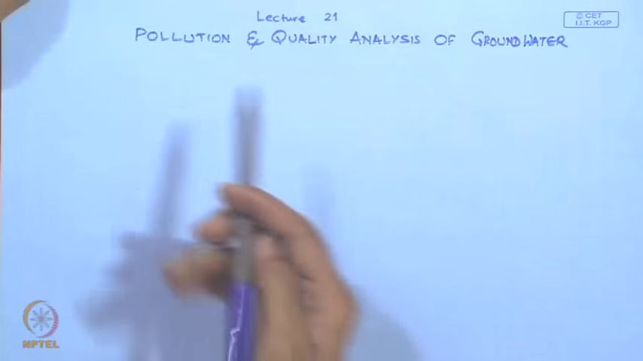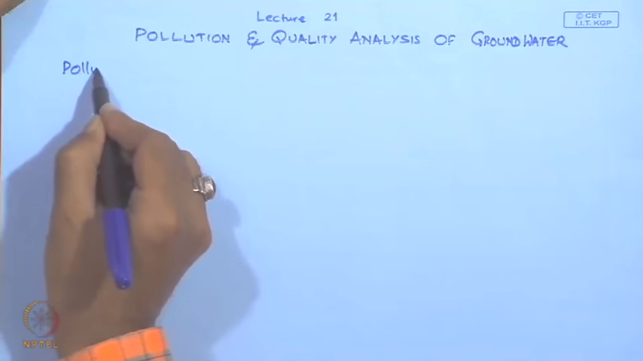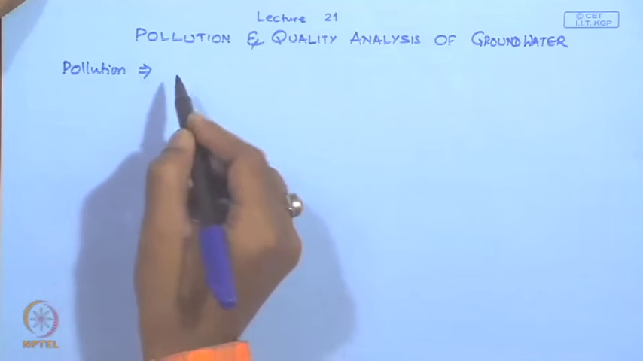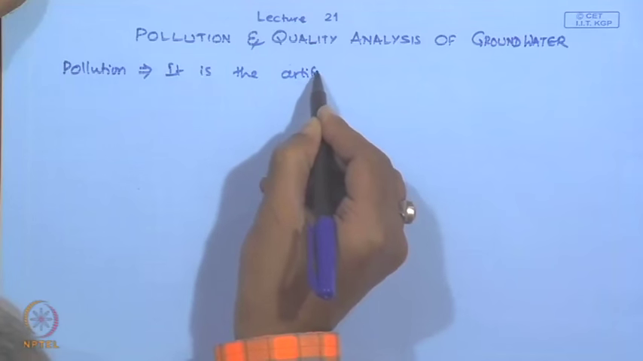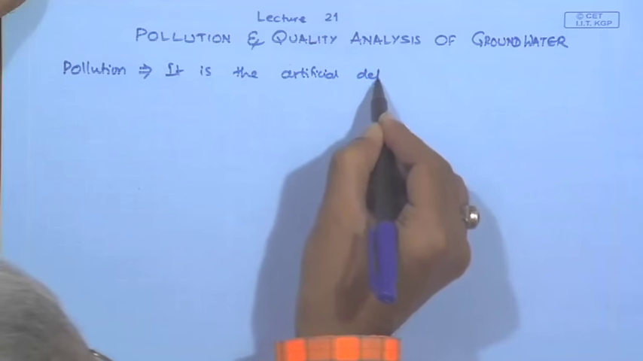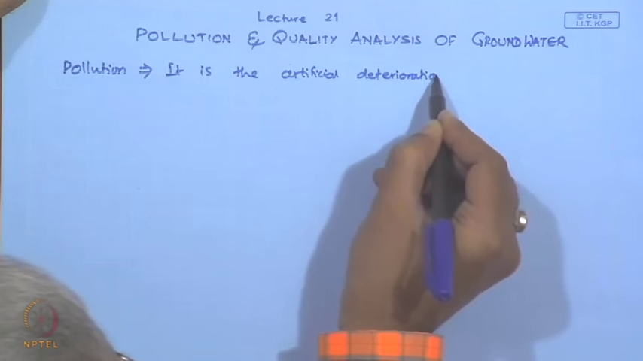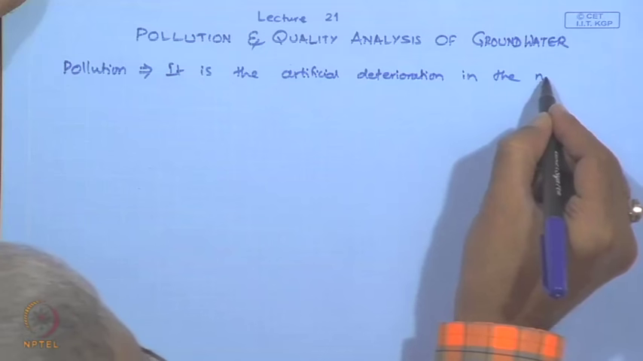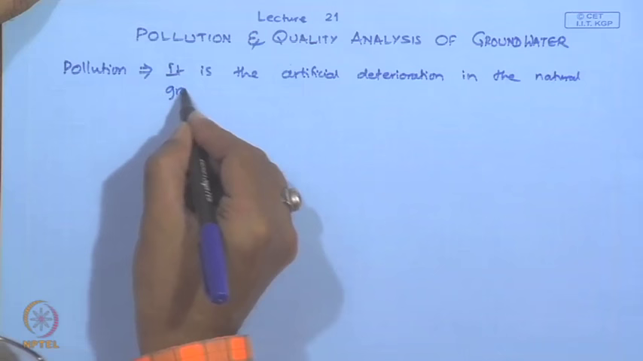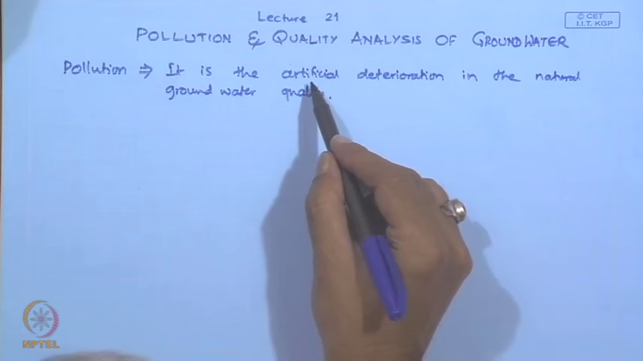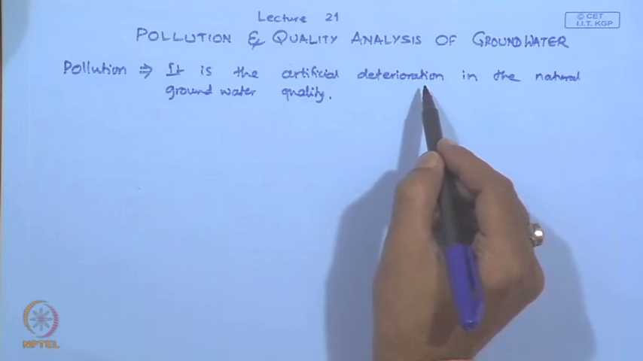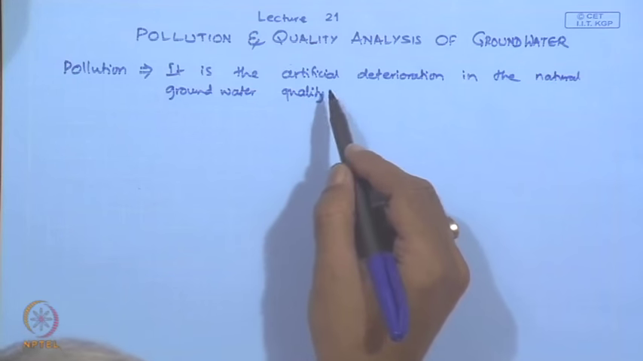Welcome to this lecture 21 in the module on pollution and quality analysis of groundwater. In this lecture, we will first discuss the meaning of pollution. Pollution is the artificial deterioration in the natural groundwater quality. So, obviously, here we are focusing on the deterioration or decline which has come in the quality of natural groundwater by artificial means.